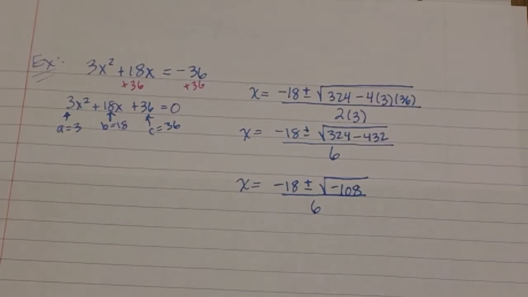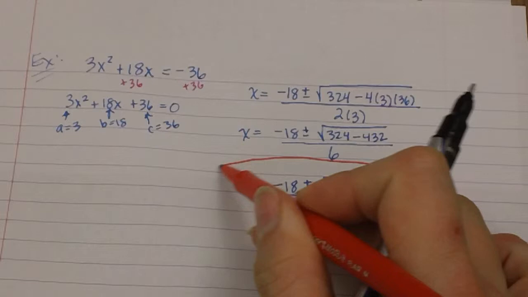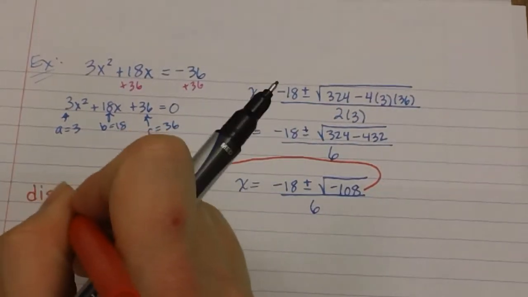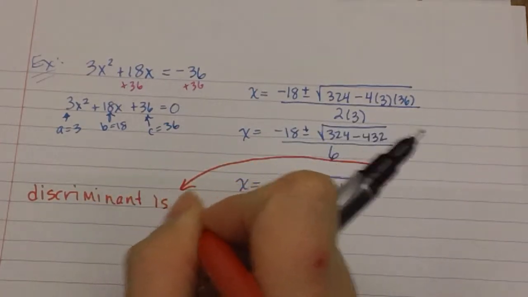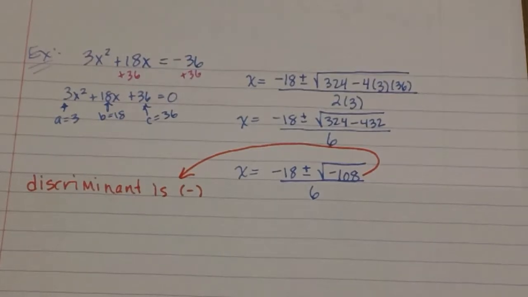Now here's a different value for the discriminant. This time the discriminant is negative. Now what happens when we have a negative number under a square root?